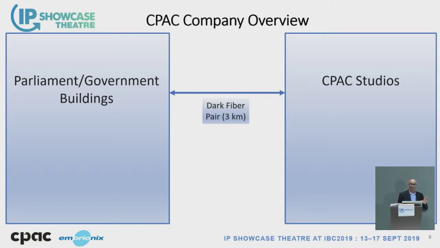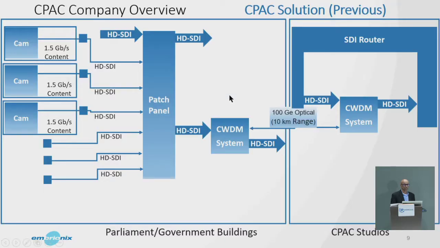Some of the drawings I show go into some detail. This is a very simple drawing to begin with, but to introduce the convention. Throughout this presentation, when I give drawings, the CPAC studios will be shown on the right, and then the government buildings, and it's a bit of a sprawl. This is multiple buildings included over on this site, but those 2 sites are connected with a single dark fiber pair, and I'll maintain that convention throughout the presentation.